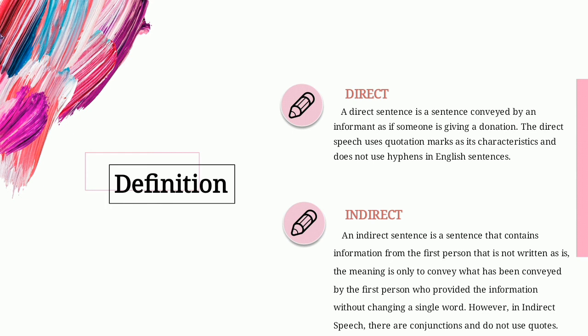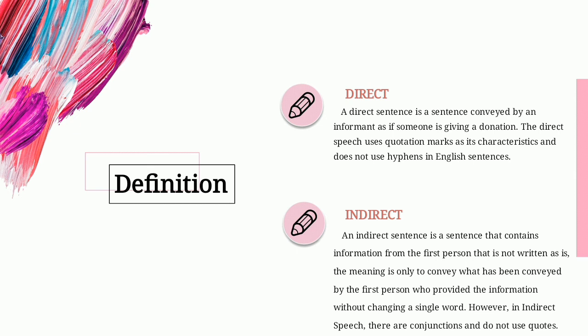A direct sentence is a sentence conveyed by an informant as if someone is giving a donation. The direct speech uses quotation marks as its characteristic and does not use hyphens in English sentences.